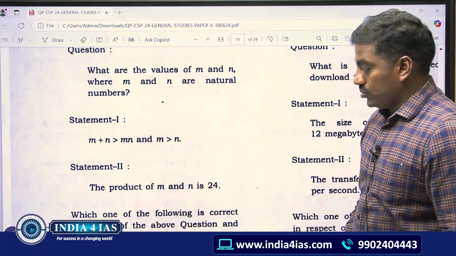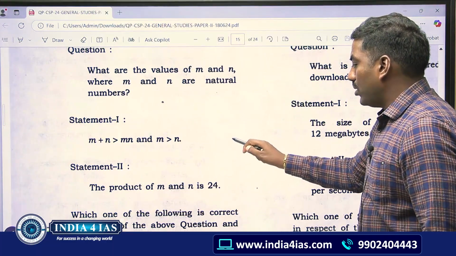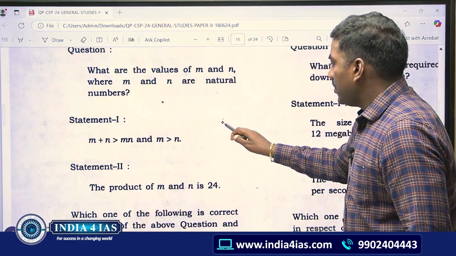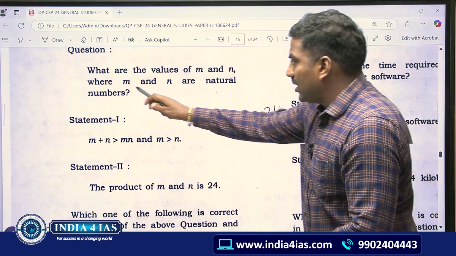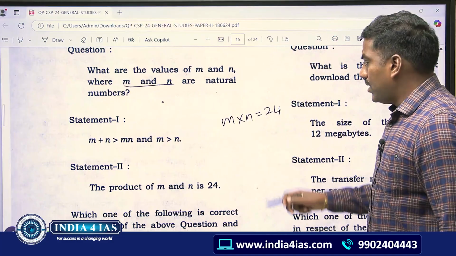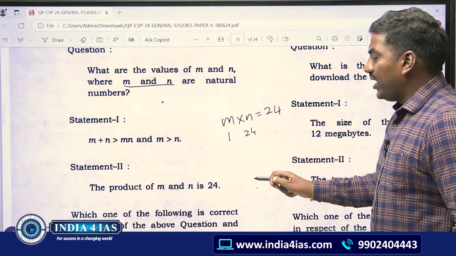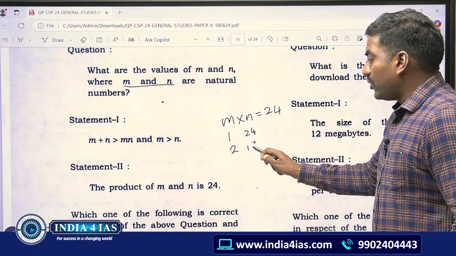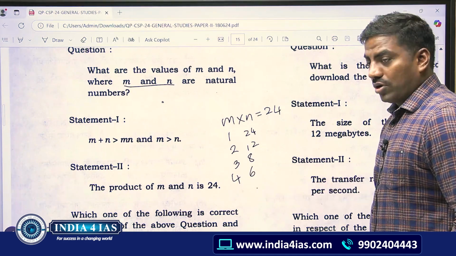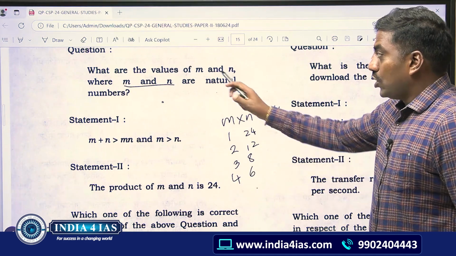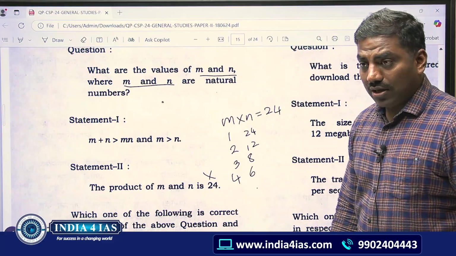Now statement 2. The product of m and n is 24. And what are the m and n? m and n are two natural numbers. It can be anything. 1 into 24 is 24. 2 into 12 is 24. 3 into 8 is 24. 4 into 6 is 24. It can be anything. But do I know the values of m and n? They are many. So even with this, I cannot conclude.